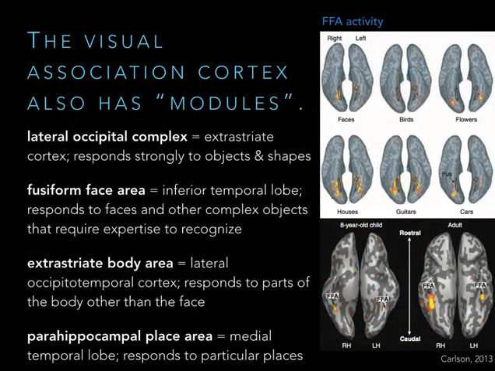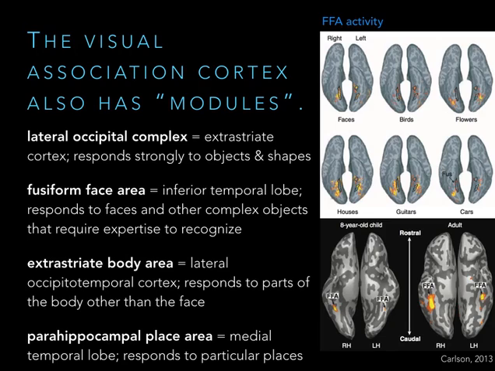In order to determine what something is, that's going to be carried out in a variety of different specialized regions. So you can think of these as modules as well if you'd like. So the visual associational cortex is going to have different regions that respond to different information. So we have the lateral occipital complex. This is part of the extrastriate cortex. It's going to respond whenever we're looking at specific objects or shapes.